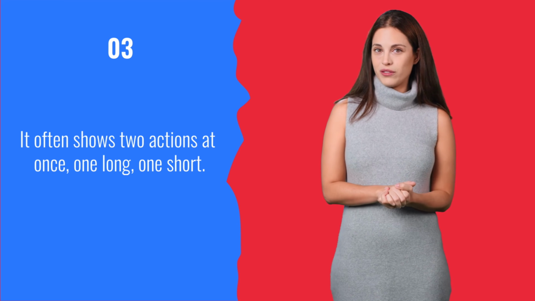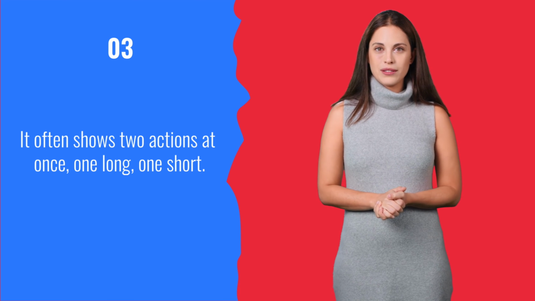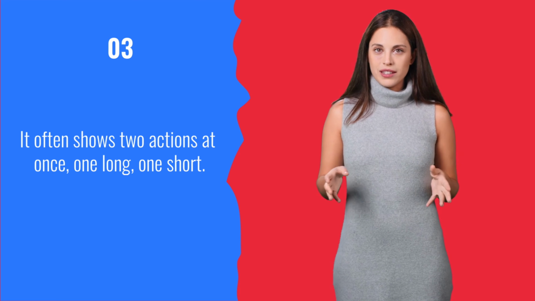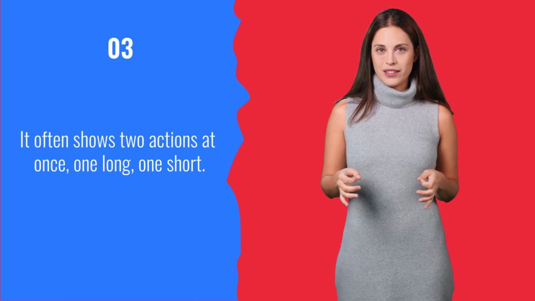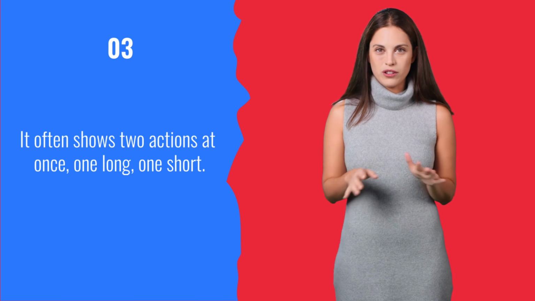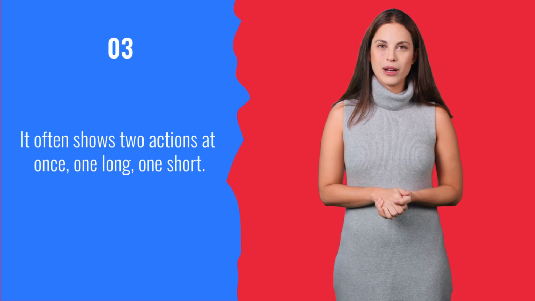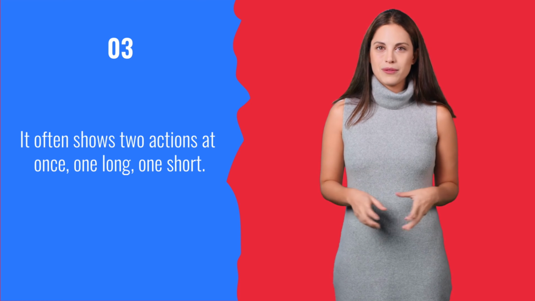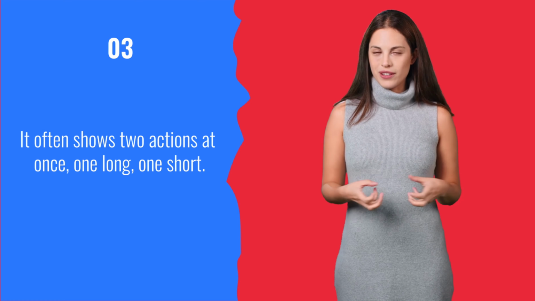So whenever you want to talk about a moment that was interrupted, or something that changed suddenly, the past continuous is the perfect tool to help you describe it clearly. One action was already happening, then another one came in and shifted everything.